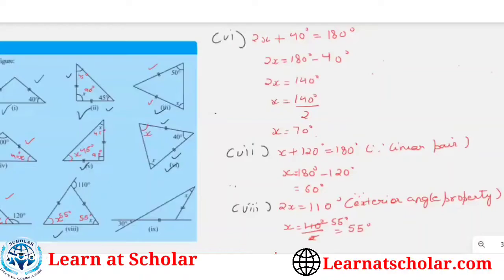Now the last one. Can you tell me which property will be used here? One angle is given as 30 degrees. Another angle inside the triangle will be the same as 30 degrees because they are vertically opposite angles. Let's name the angle as y. y is equal to 30 degrees, since they are vertically opposite angles.